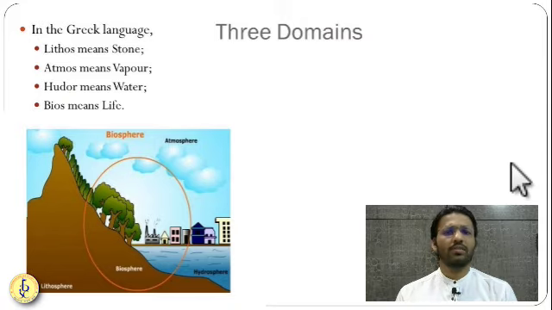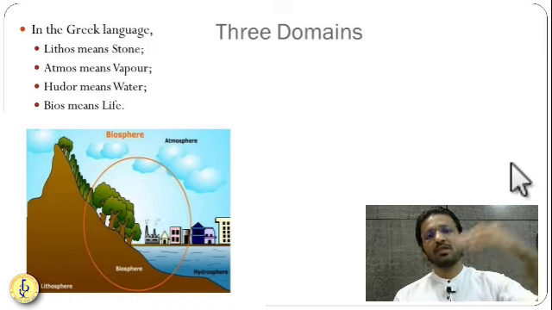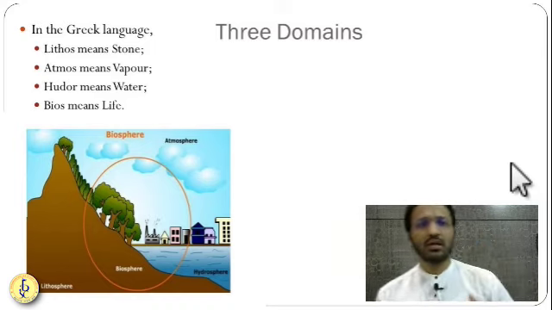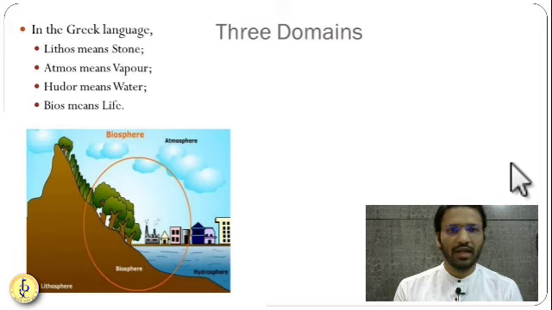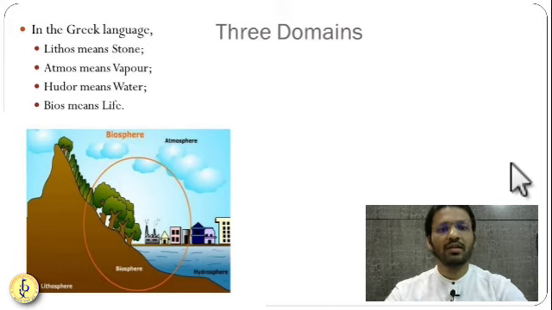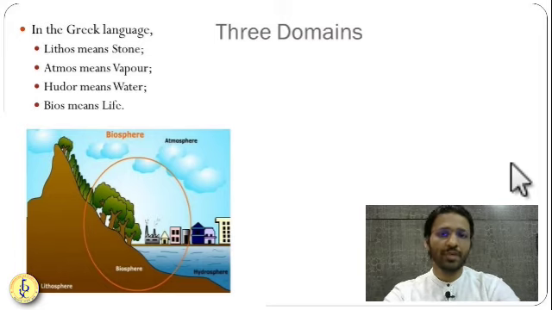So these are very important definitions. They can be asked in the prelims. Bios again means life. So just remember these four things, which are Greek terminologies. Lithos means stones, atmos means vapor, hydor means water, and bios means life. So these are the Greek words, and these are the terminologies of the different domains of the earth.